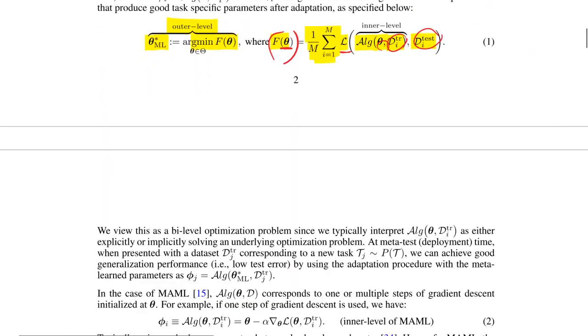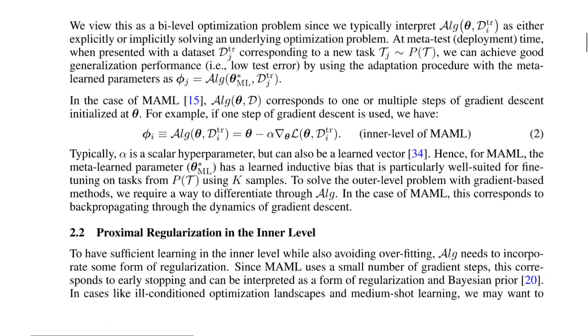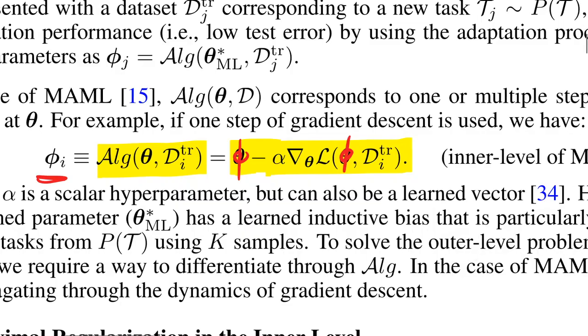Okay, so where they say right here, the inner level is this algorithm component. So the algorithm starts from these meta parameters and runs gradient steps on the training data set loss. Now this is just the first step right here of this procedure. Of course, in the next step, these are going to be replaced by the phi i that results from the previous step. So the first step is run on the meta parameters, and then subsequently the task-specific parameters are updated.